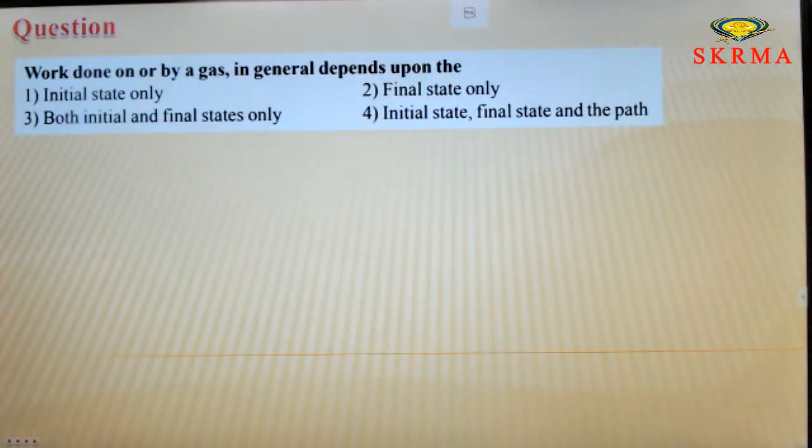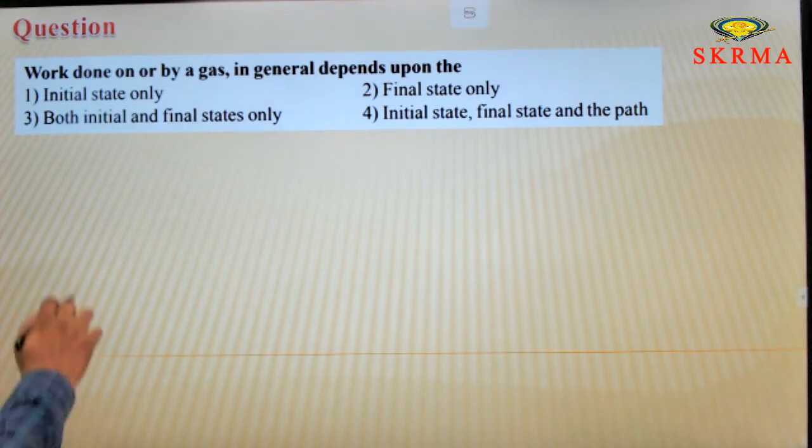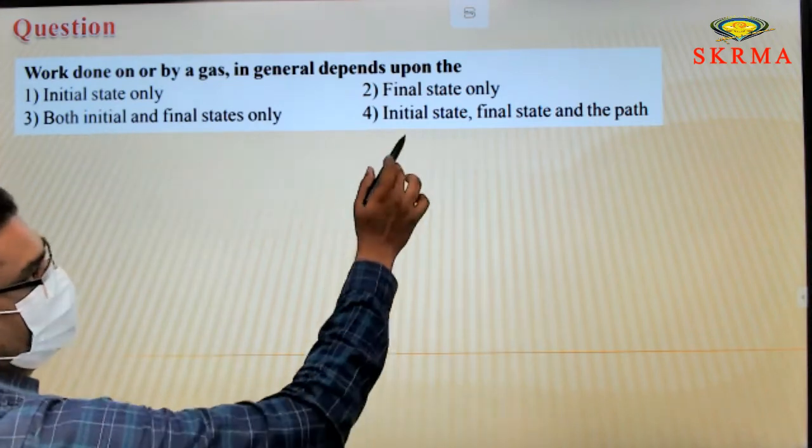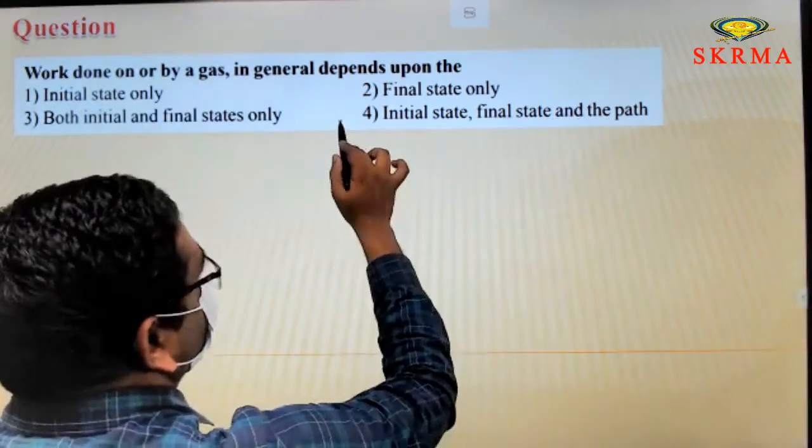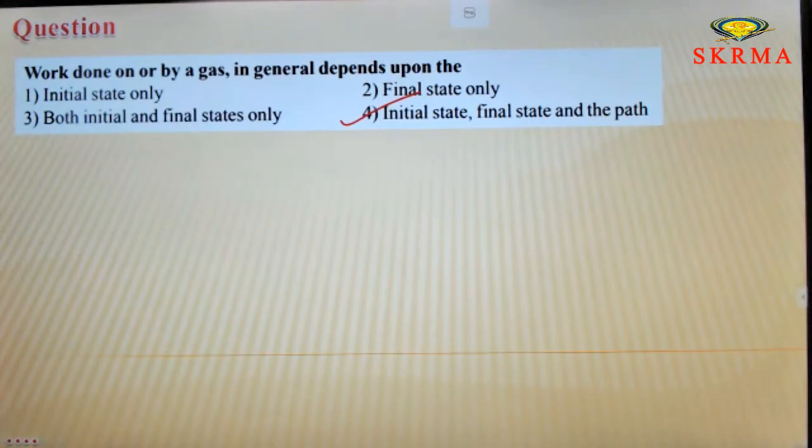Next. Work done on or by the gas in general depends on the initial state, final state, and path also. So this is path dependent. Work done is path dependent, which means you may get a positive sign or negative sign based on the path. So it should be path dependent. Work done depends on the initial and final states as well as the path.